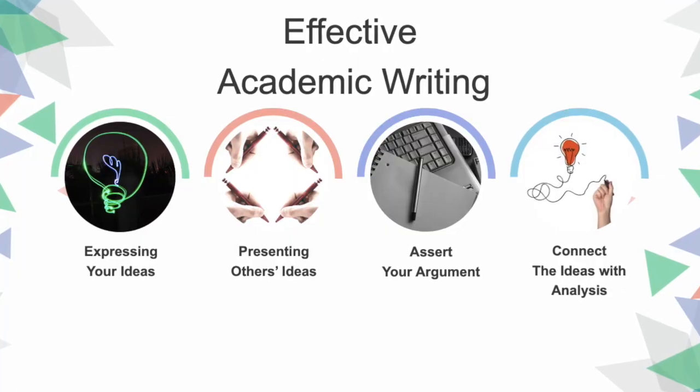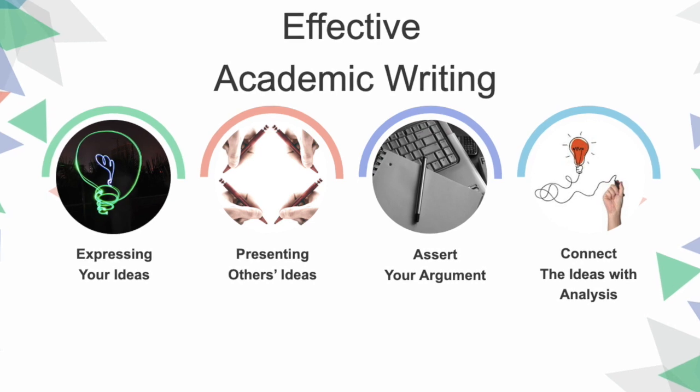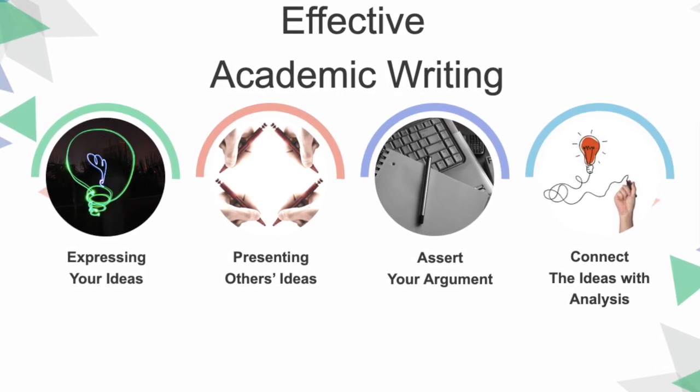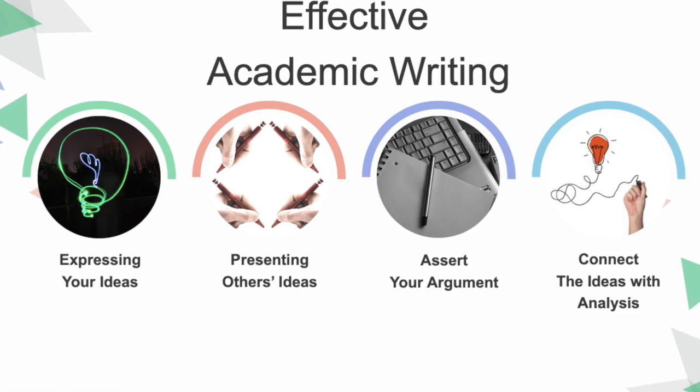But the four main aspects that we'd like for you to be able to get done after taking your GE class is to be able to express your ideas, express your analysis, present other people's ideas correctly, cited and referenced in a clear way, and then assert your argument, connecting your ideas to the analysis that you advance in the papers that you write, whether it is for this class or for your upcoming upper division courses, your theory classes, and your senior seminar in the future.